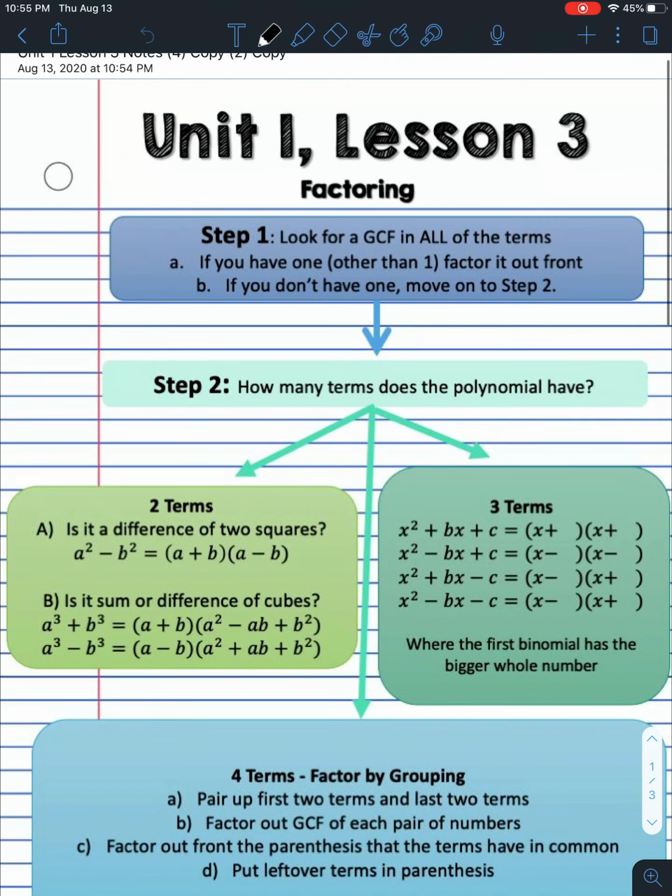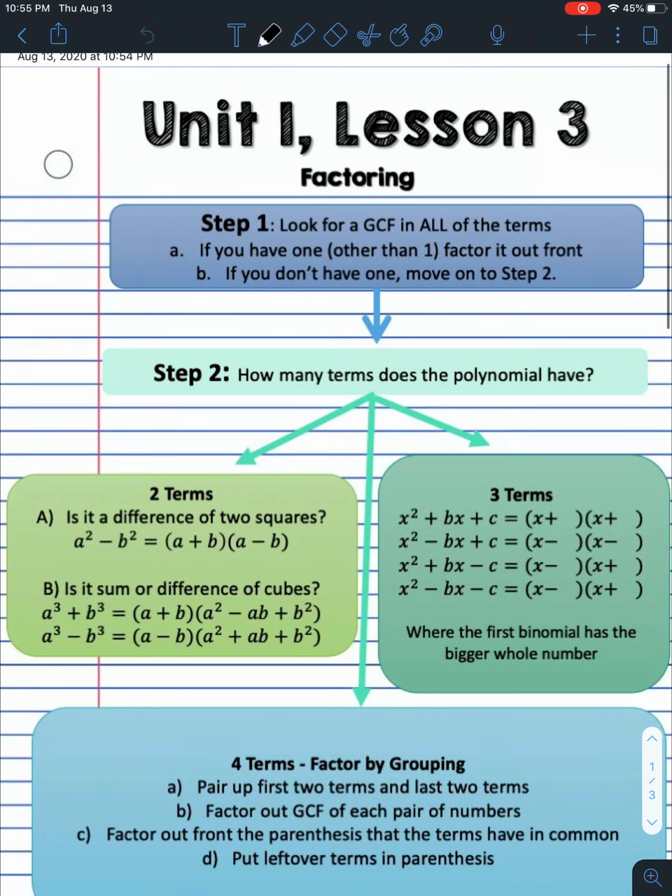Alright, so today we are going to be factoring. We're doing Unit 1, Lesson 3. Make sure you've copied your notes over into your journal and link the slides so that you can click through your slides easily. If you need a refresher on how to do that, if you're on my home page, you can click on the journal and there's a video there telling you how to do that.